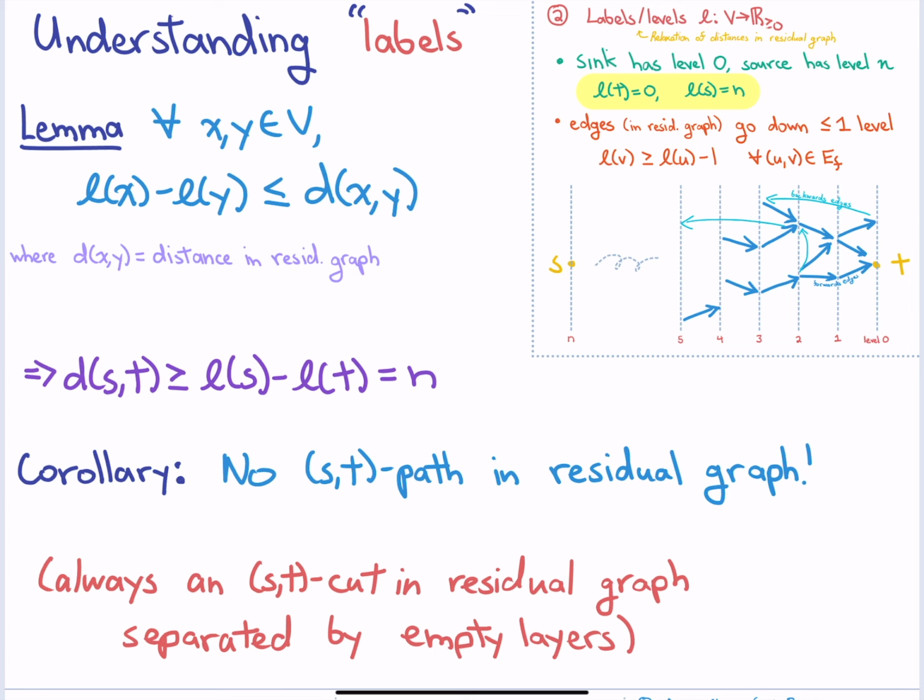In particular, because S is so far away from T, there's always some layer in the middle that's empty, right? Because there's S, T, and there's n minus 1 layers in the middle, but only n minus 2 vertices. So there's always one empty layer, which gives a candidate for an ST cut.